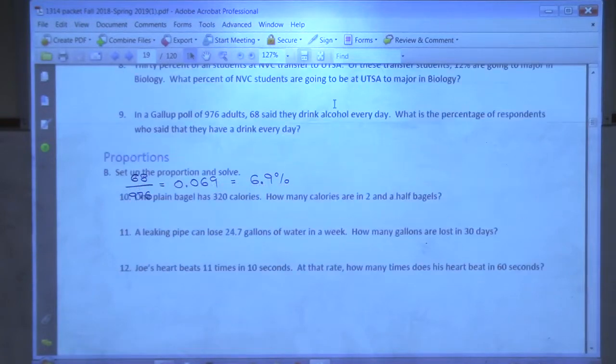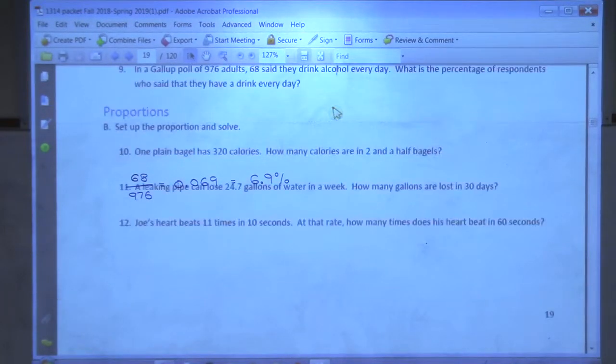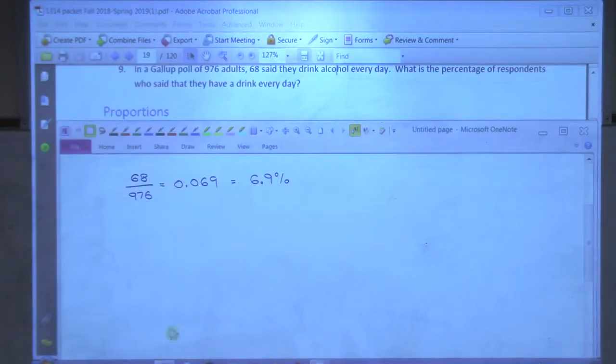All right, proportions. So proportions are a little different. Let's talk about proportions.